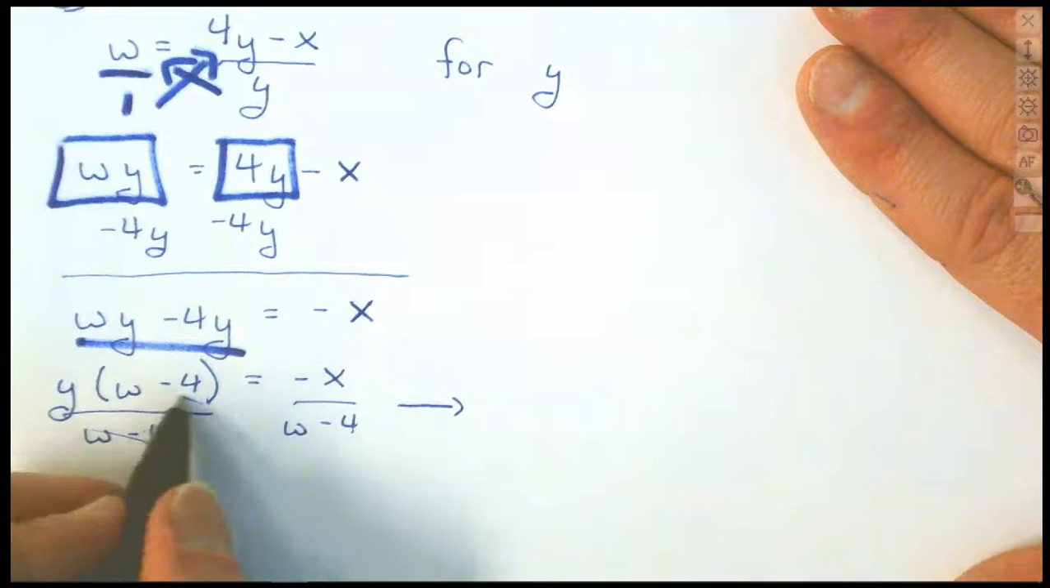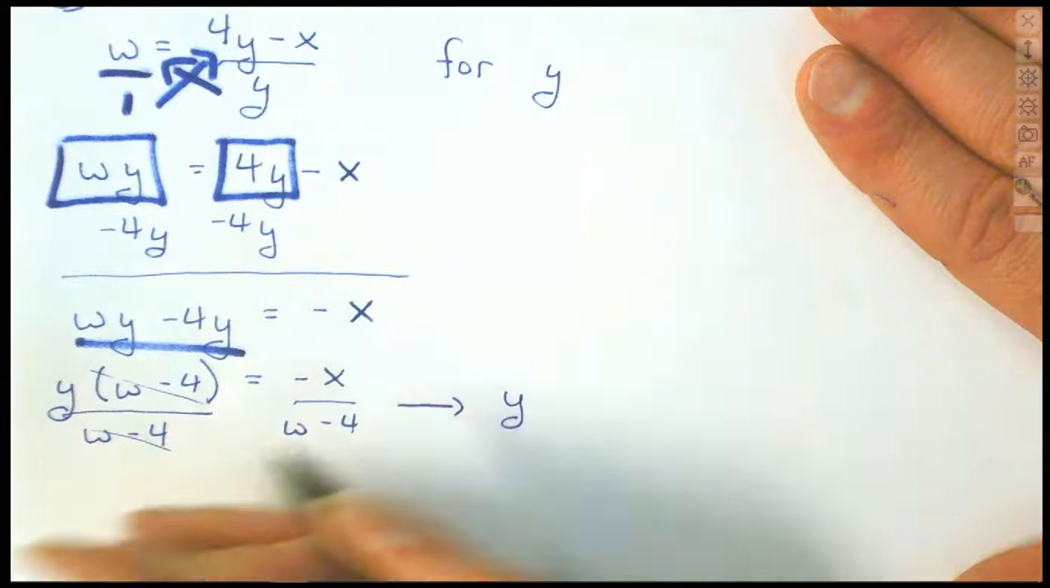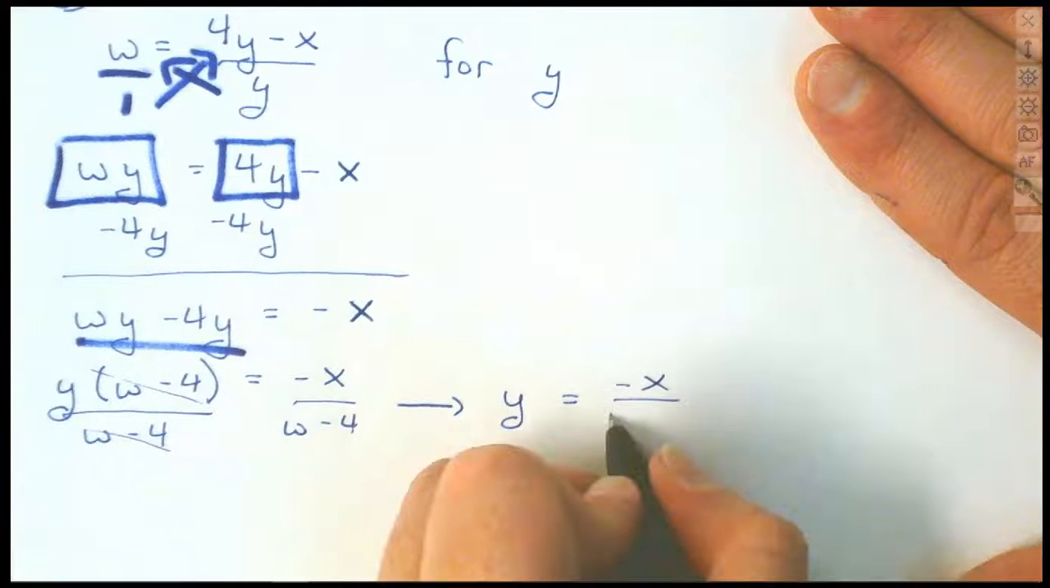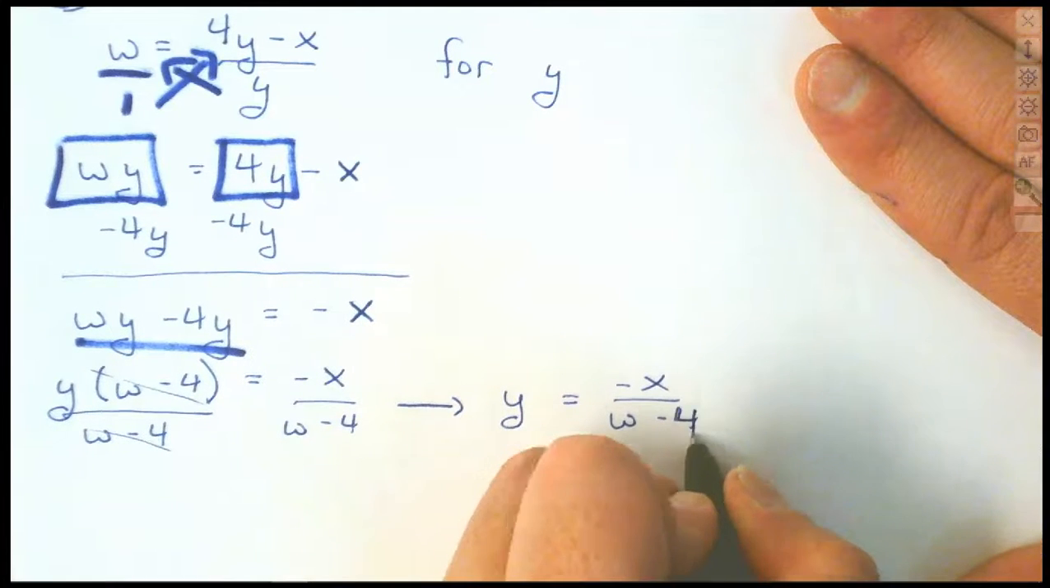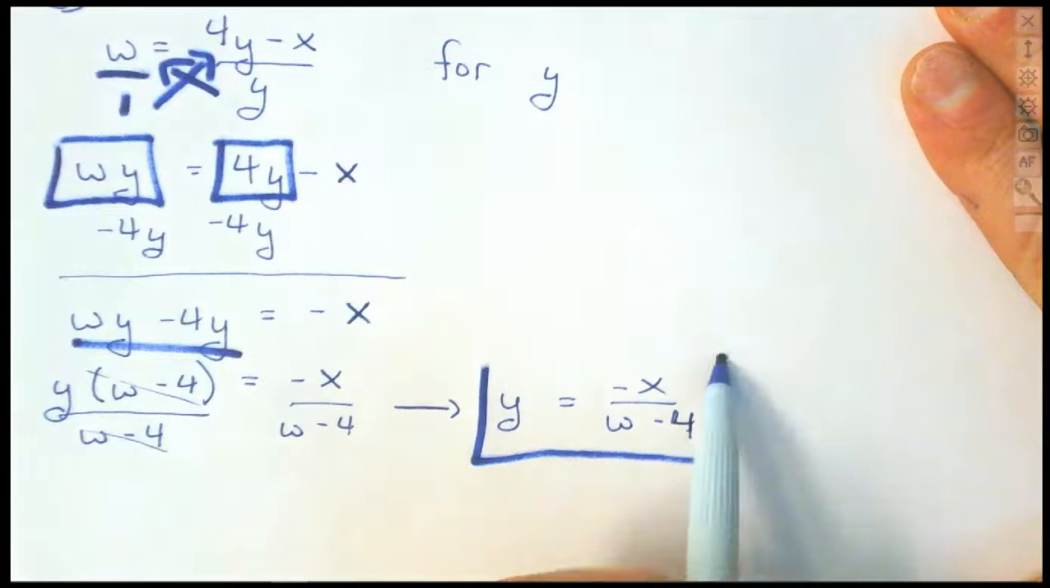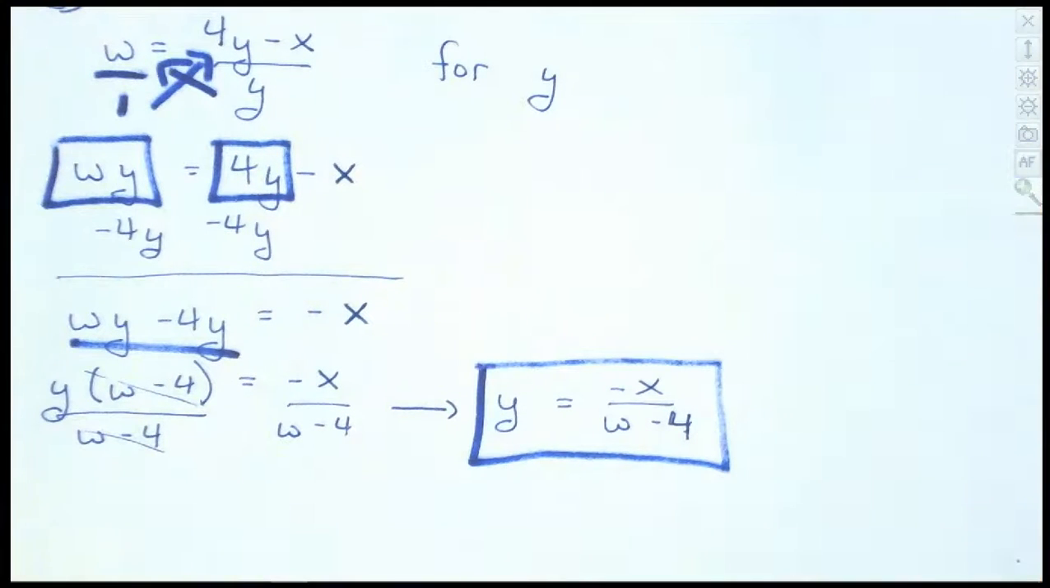And we've got now y equals negative x over w minus 4. That's it, and you're done. Question 4 is almost identical, just different variables. Instead of having w's and y's, you have c's and t's. Same concept though.